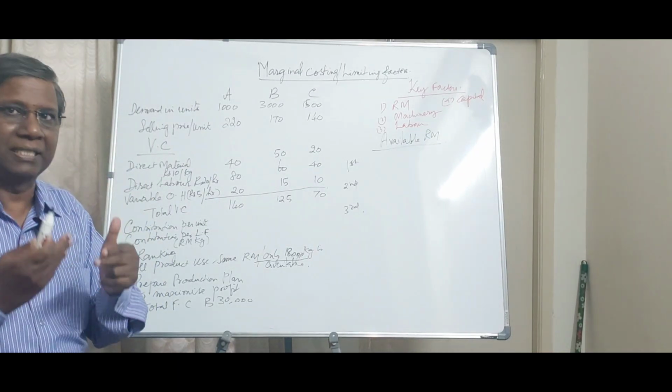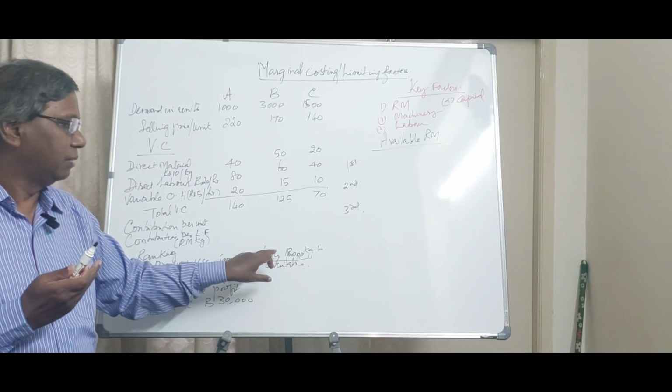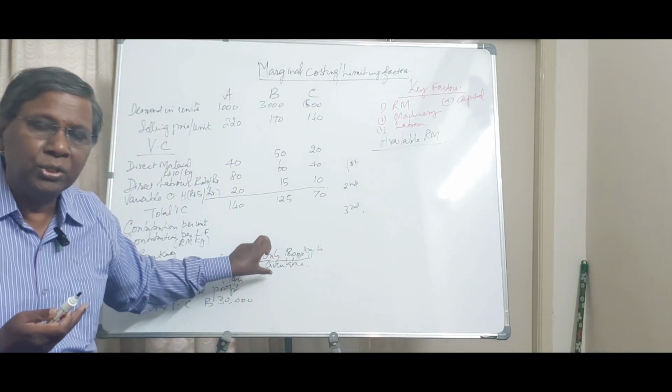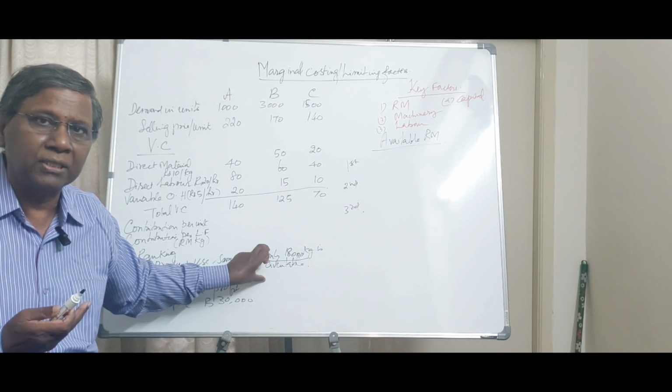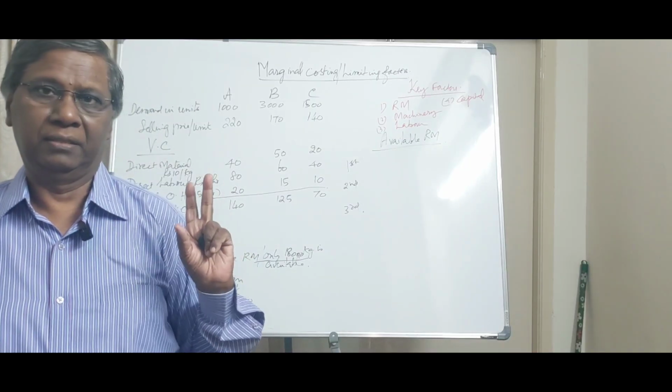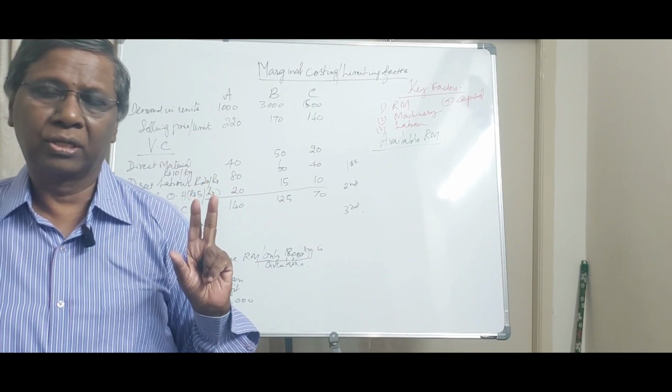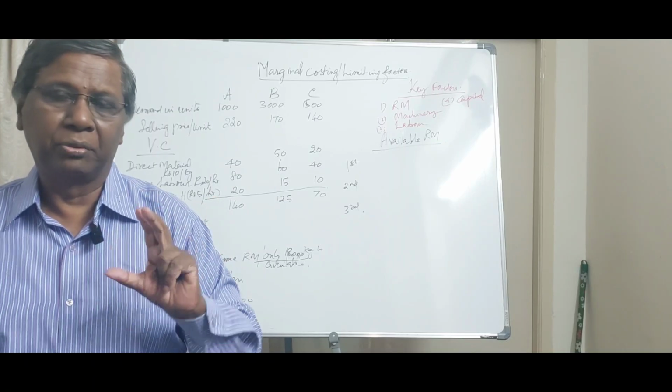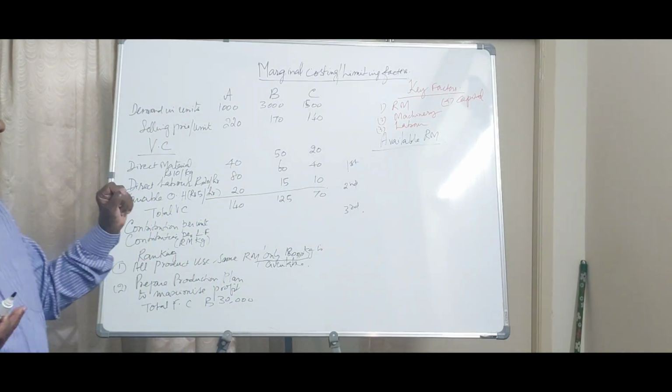So with the constraints, with the limited availability of raw material, you have to go in for those products by which you can maximize your profits. You understood? I think you got my point. So very important, this is the step you have to follow.